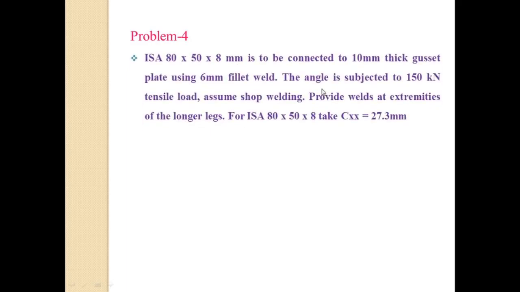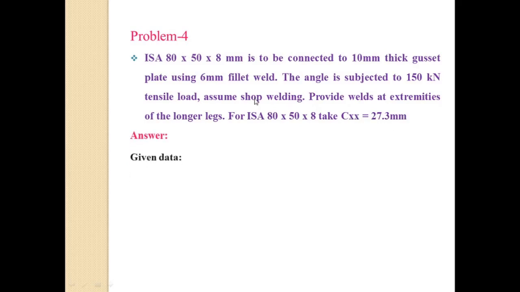Here is the statement. ISA 80 by 50 by 8 mm is to be connected to a 10 mm thick gusset plate using 6 mm fillet weld. The angle is subjected to 150 kN tensile load. Assume shop welding and provide weld at extremities of the longer legs. For ISA 80 by 50 by 8 mm, take Cxx, that is the CG along XX, equal to 27.3 mm. So let us see the given data.